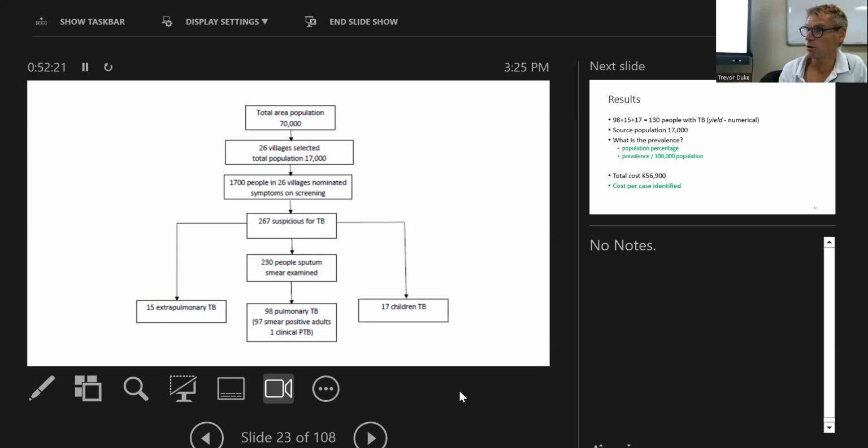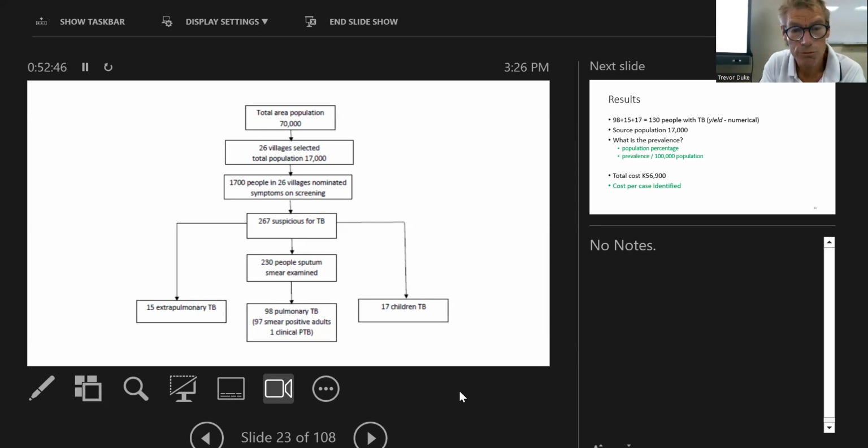Some people might not have had pulmonary TB but had other symptoms, and we also screened for other extrapulmonary symptoms, right? Now, of those who were suspicious for TB, 15 had extrapulmonary TB, 98 had pulmonary TB, and there were 17 children with TB just based on clear symptoms and clinical features, right?